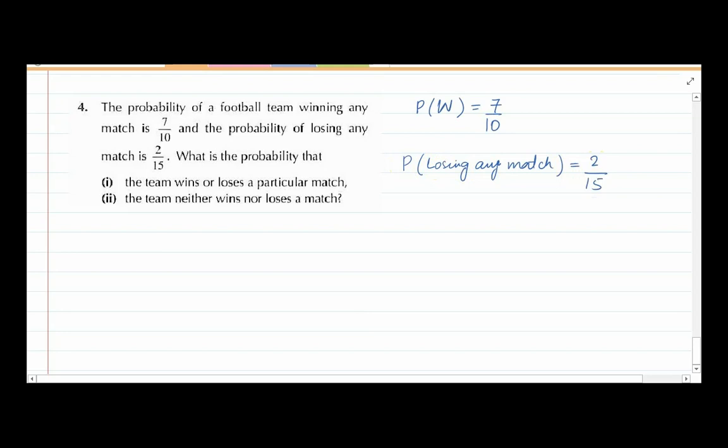What is the probability that, first part, the team wins or loses a particular match? Now we have a word or, so what you will do? First thing, it says probability of wins or lose a particular match. So probability of win plus probability of lose, right?